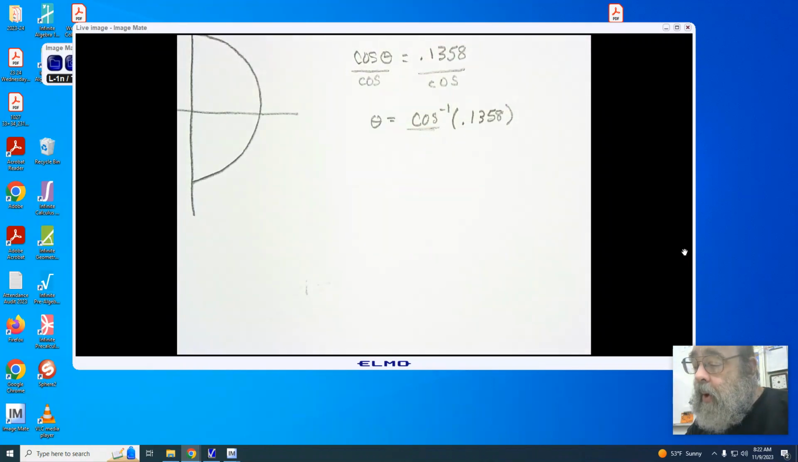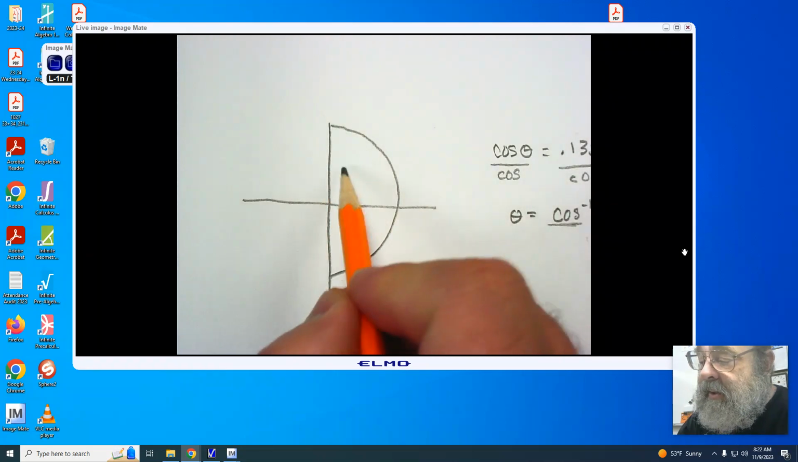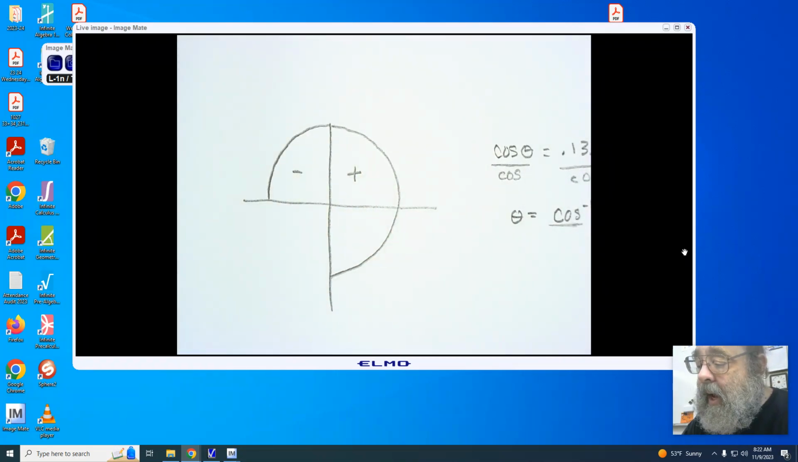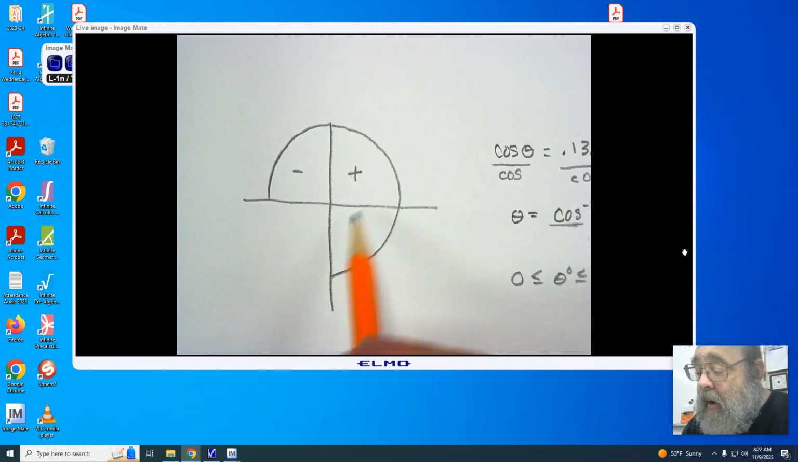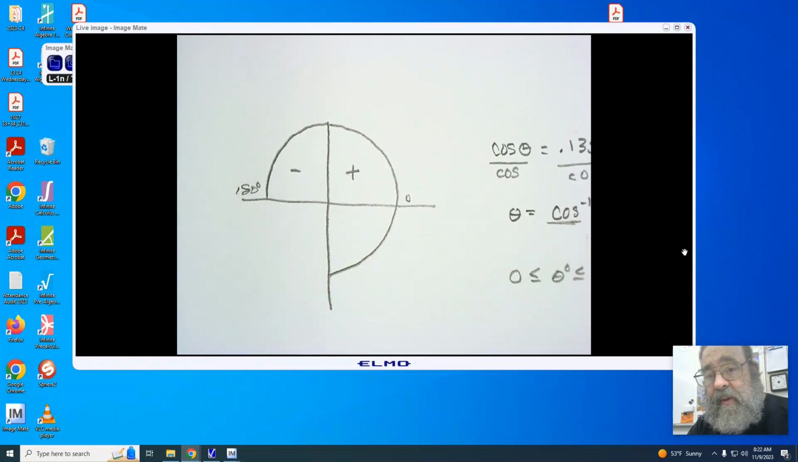So the problem then becomes that cosine is positive in the first quadrant, but negative in the second. What we end up doing is finding that the cosine answers are always going to be between 0, put our theta here, and 360 degrees. All right? But the calculator can only do 0 to 180 degrees. And this is because of the graph of an arc cosine.